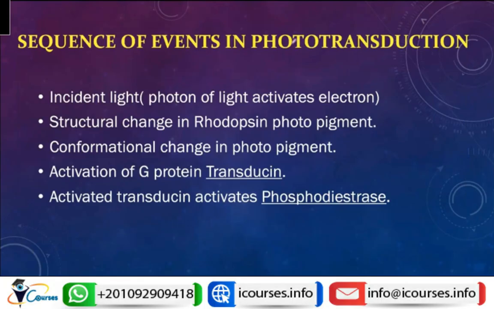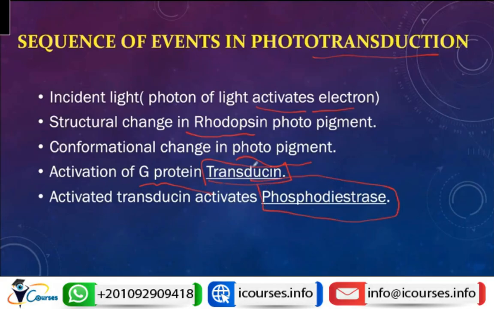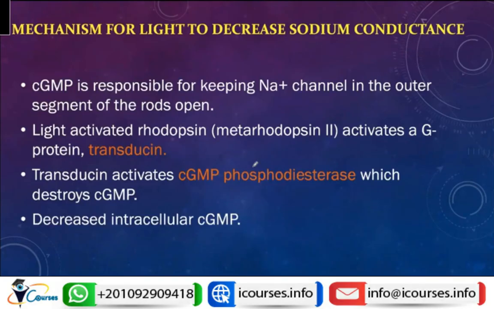So what is the sequence of events that occur? This is the process of phototransduction. The instant light, or the photon of light, will activate the electron, leading to structural changes in the rhodopsin, leading to changes in the photopigments, leading to activation of the G protein called the transducin. The transducin will stimulate an enzyme called the phosphodiesterase. This phosphodiesterase will cause destruction of the cyclic GMP. So the cyclic GMP phosphodiesterase will destroy the cyclic GMP.